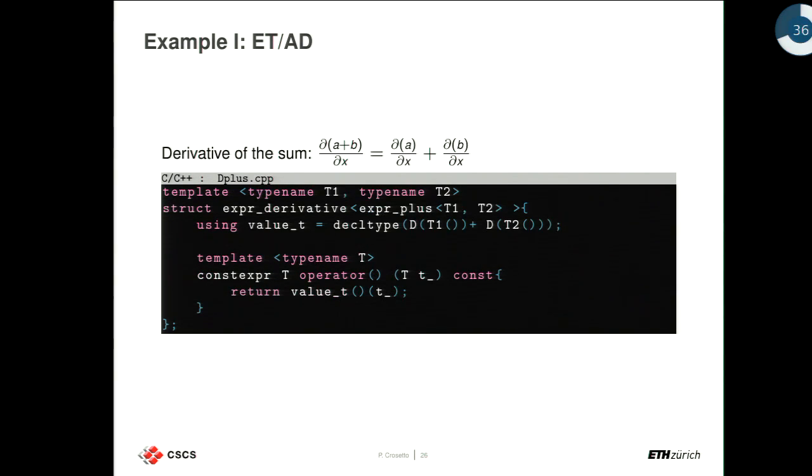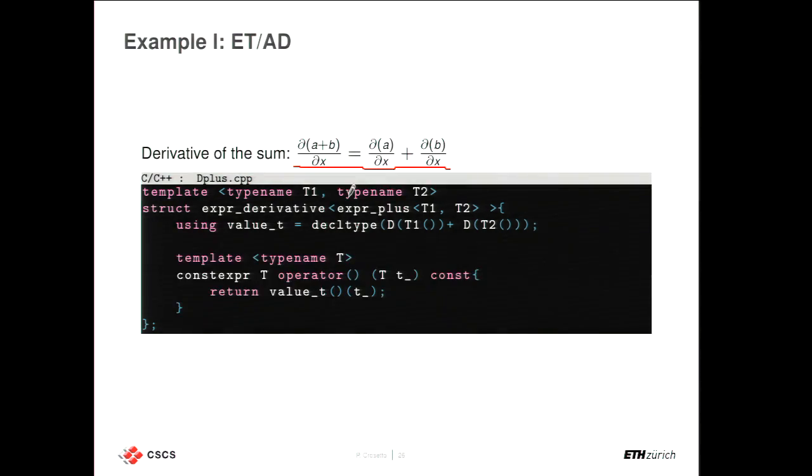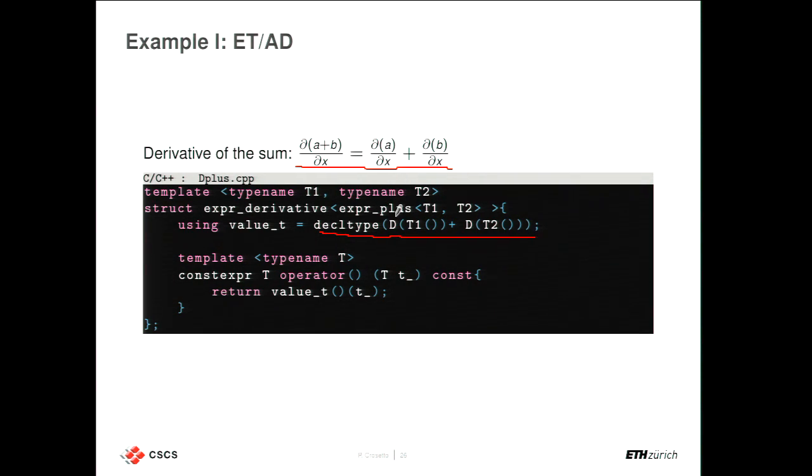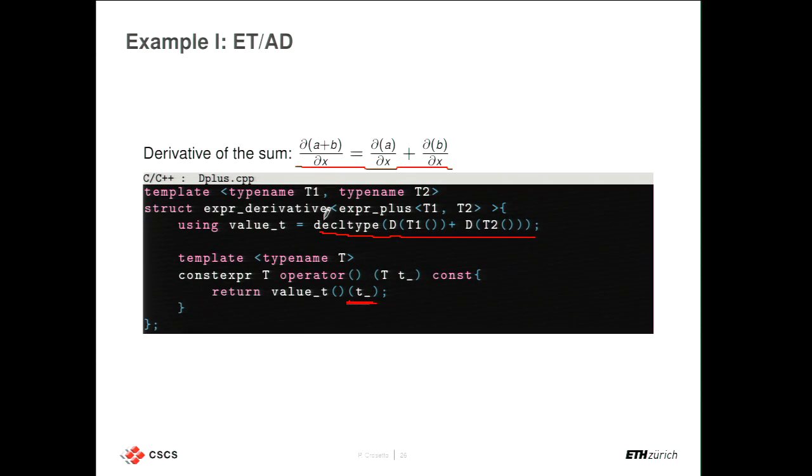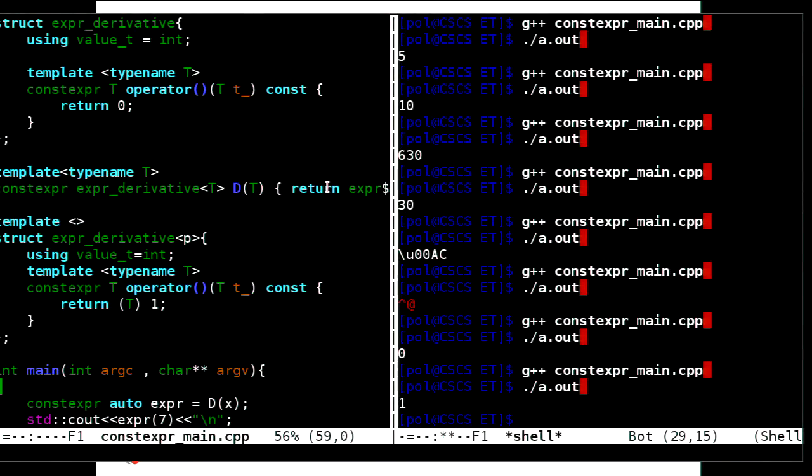Now I write the specialization for the plus operator. So I want to implement this rule. So with T1 and T2, I declare this type. The type is the type which is returned by D of T1 plus D of T2. And I just evaluate this type into T. So, D plus.